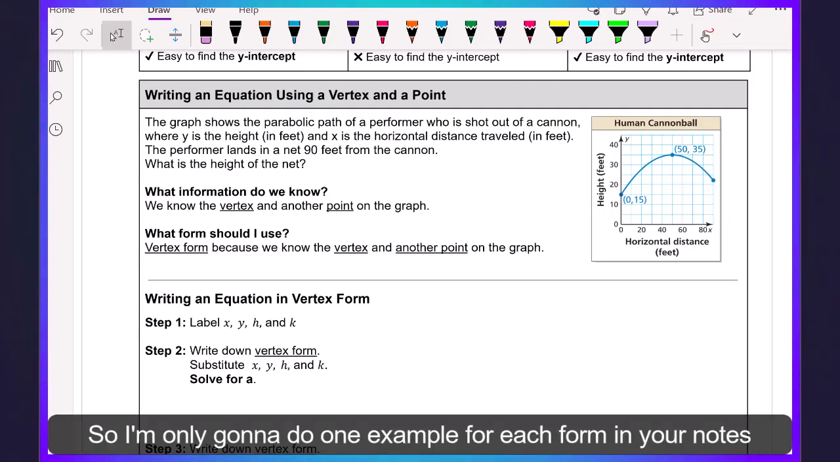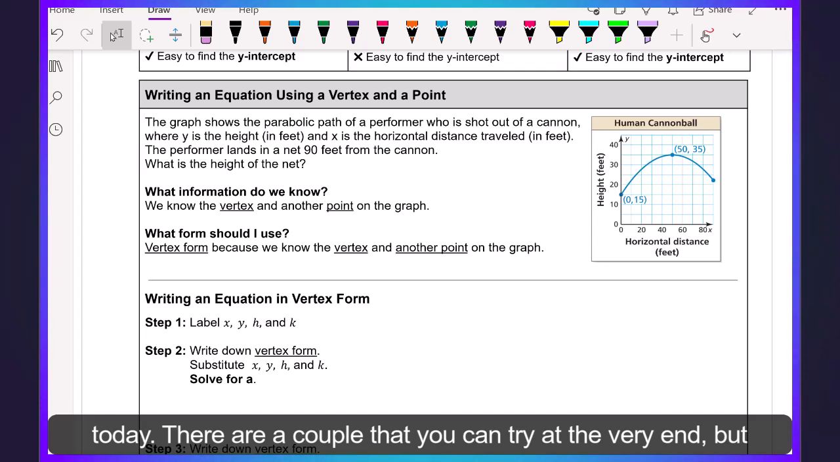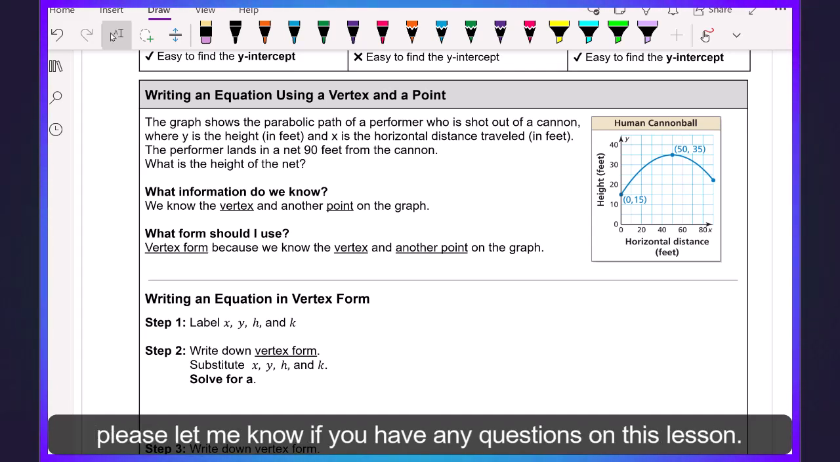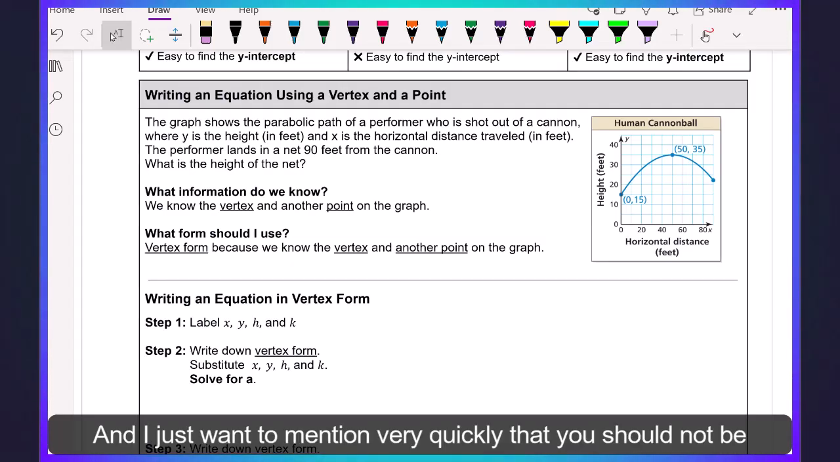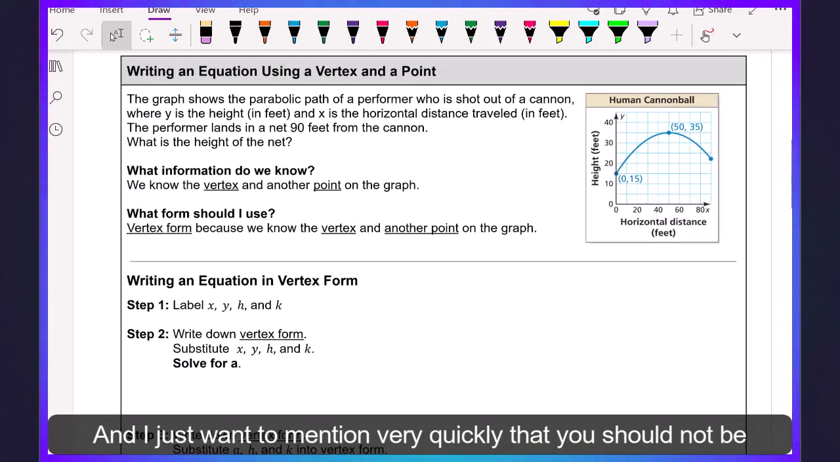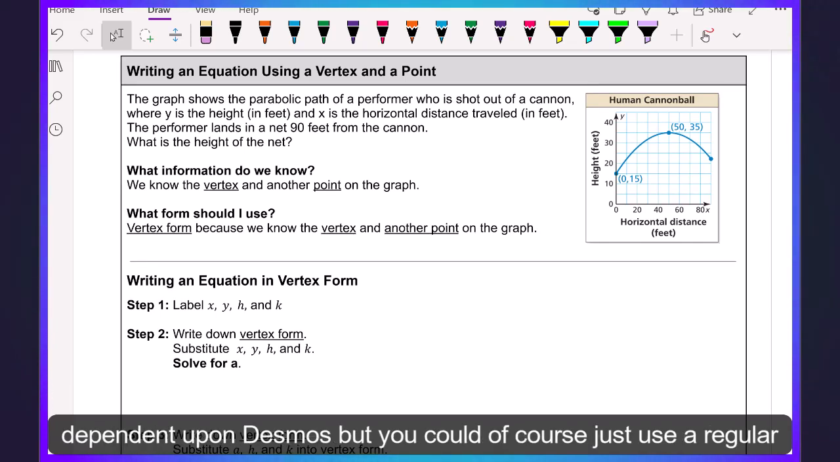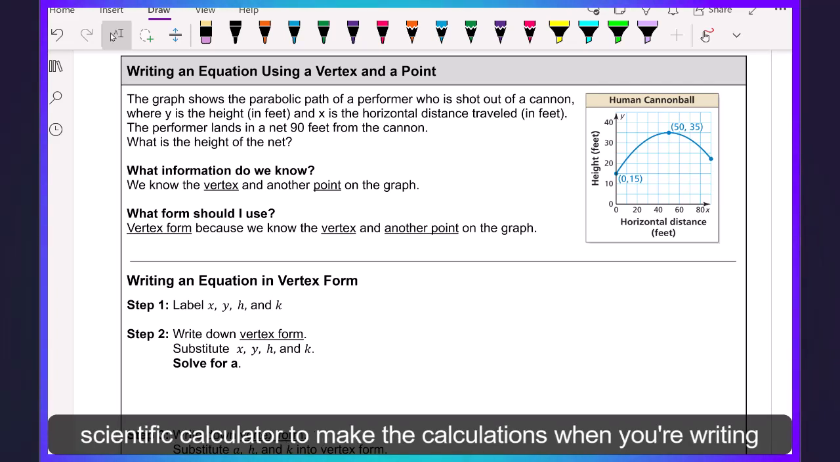So I'm only going to do one example for each form in your notes today. There are a couple that you can try at the very end, but please let me know if you have any questions on this lesson. And I just want to mention very quickly that you should not be dependent upon Desmos, but you could, of course, just use a regular scientific calculator to make the calculations when you're writing your equation.